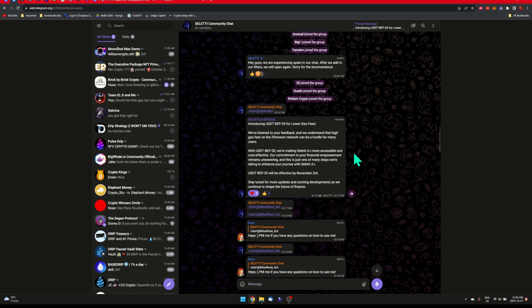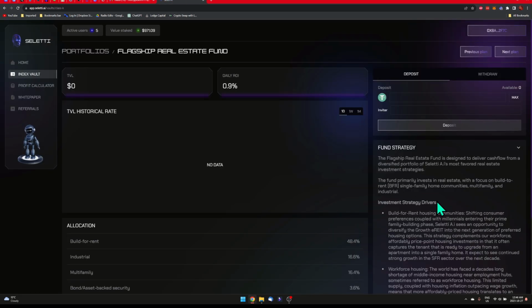Our commitment to your financial empowerment remains unwavering, and this is just one of the many steps we've taken to enhance your journey with Seletti.AI. So this feature is going to be available on November 3rd, so this is going to be exciting. I'm not going to make any deposit today because I'm going to wait for this to be implemented on November 3rd. Once that's implemented, I'm going to be depositing some BEP20 tokens, basically. Either it's going to be BNB or BUSD, I suppose, or maybe just USDT on the Binance Smart Chain, and hopefully avoid a little bit of gas fees, right?